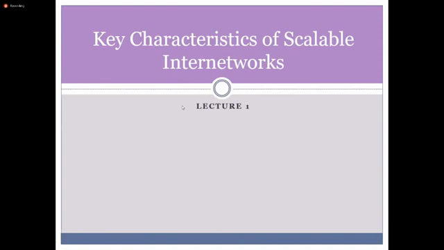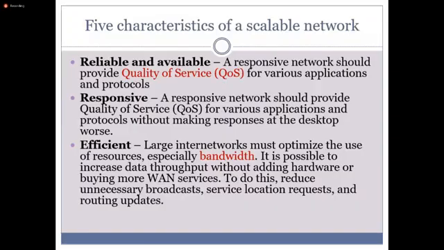So then we will talk about the key characteristics of scalable internet. Those are the key characteristics that we have to understand in this scalable internet. So there are 5 characteristics. One is reliable and available, the responsive, efficient, the adaptable, and the accessible but secure.